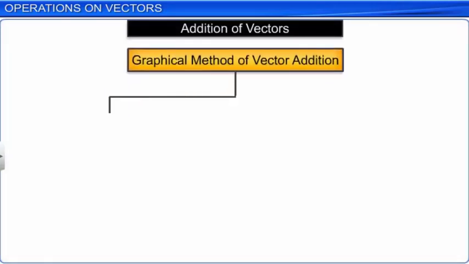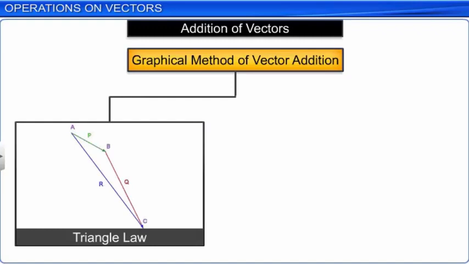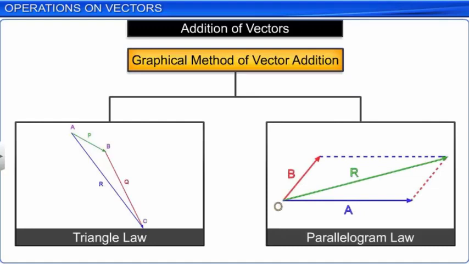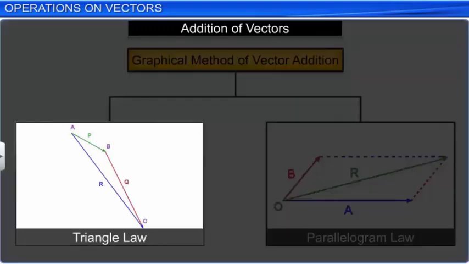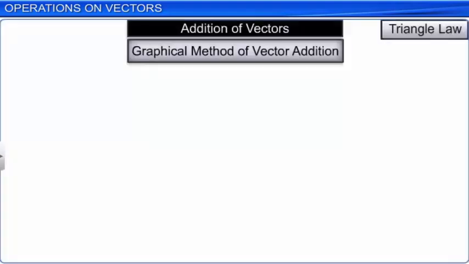Now let us add two vectors by the triangle law of addition. Consider two vectors P and Q lying in one plane. Draw a line AB parallel to P. The length of AB is equal to the length of P. Display an arrowhead at B. A is known as the tail of P and B is known as the head of P.